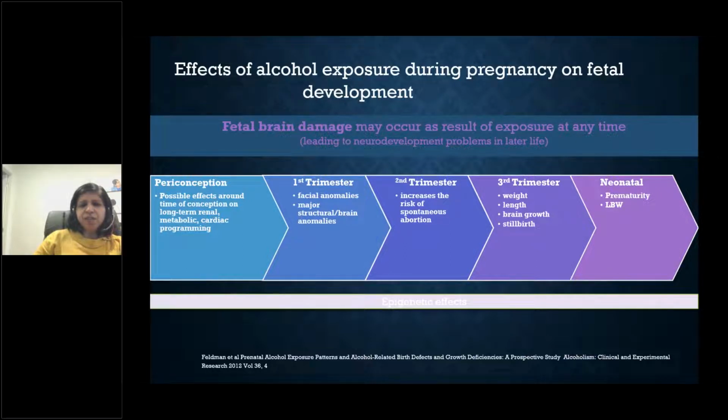In periconception, as you can see, there could be some long-term renal, metabolic, cardiac issues. If you have the exposure documented in first trimester, you are most likely able to find the facial abnormalities, and this can also result in major structural abnormalities of the brain. If it is in second trimester, of course, it can cause increased risk of abortion and fetal wasting. Third trimester exposure usually leads to low birth weight, and it can affect the well-being of the baby, and there can be stillbirths if the amount is high.